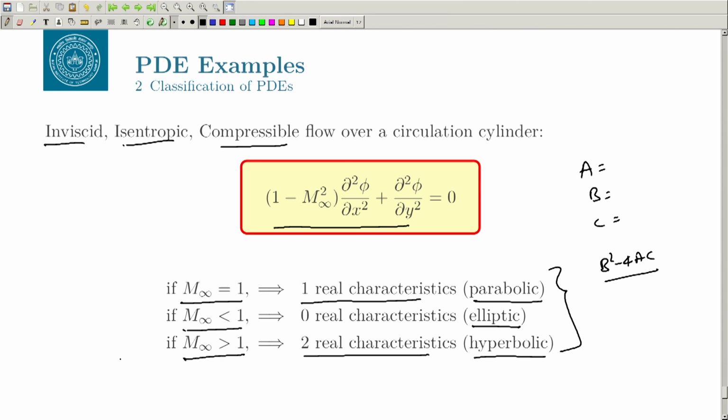So, this is a very useful classification of the PDEs into elliptic, parabolic and hyperbolic, and we will come to this again and again when we talk about the numerical schemes of solving problems related to advection, related to diffusion, and related to advection-diffusion both.